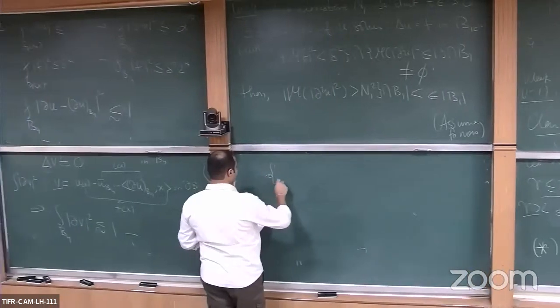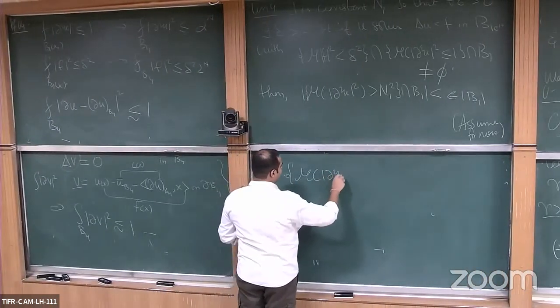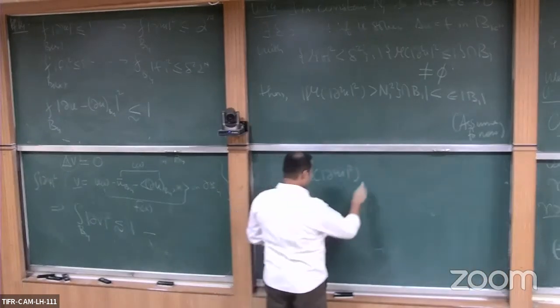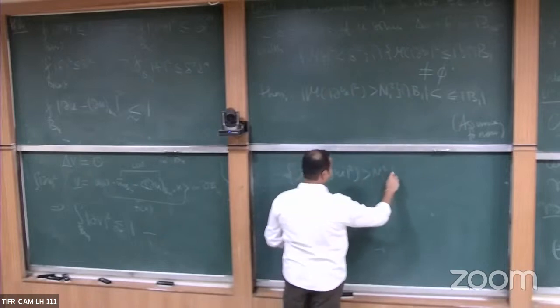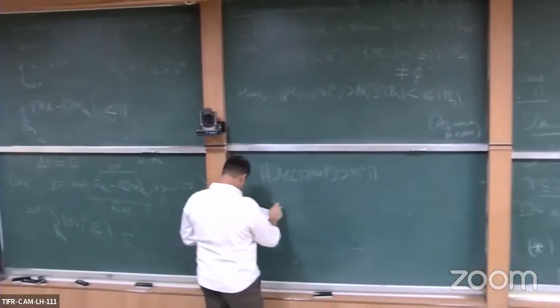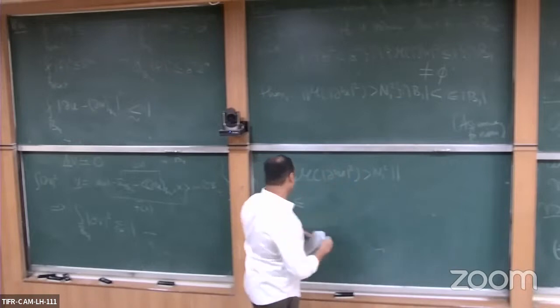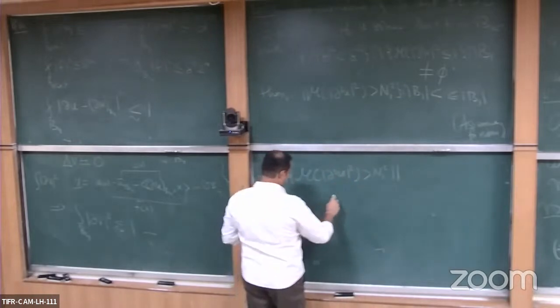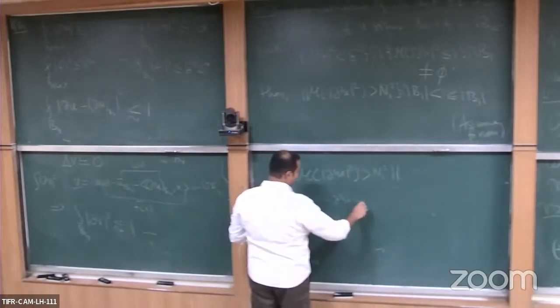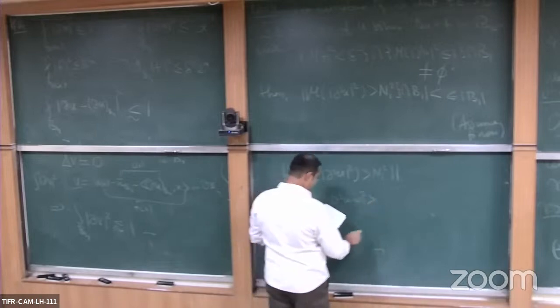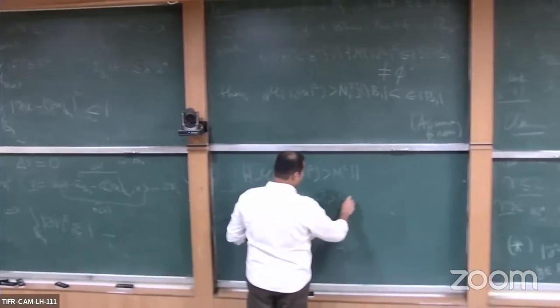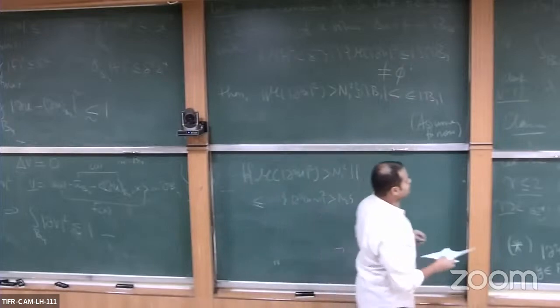And finally, now I can erase this. Finally, I have M squared less than or equal to, since it's now contained, the set where D2U minus D squared is larger than N naught squared, the 4 thing, right? And that I've already estimated here for you.